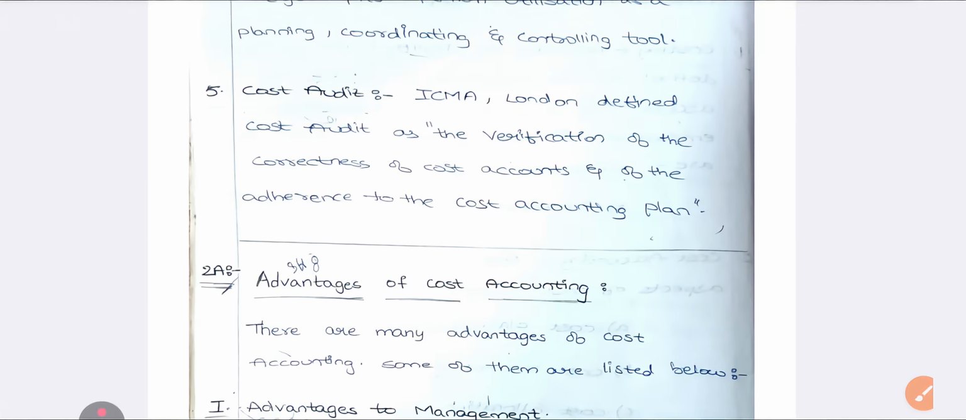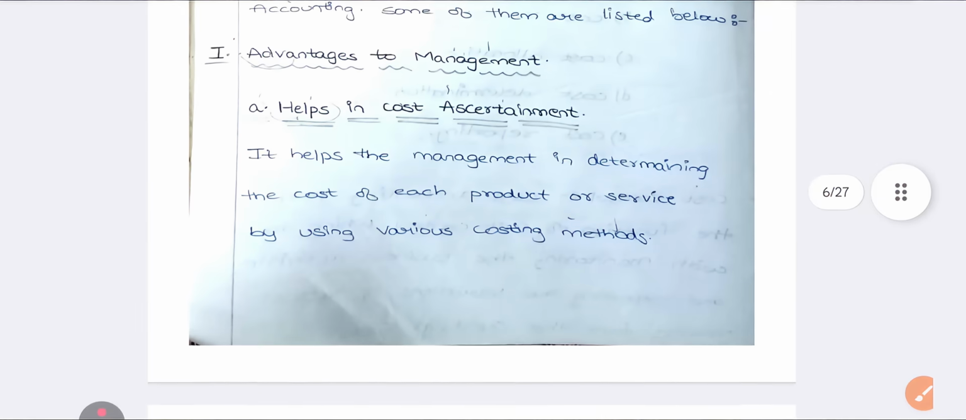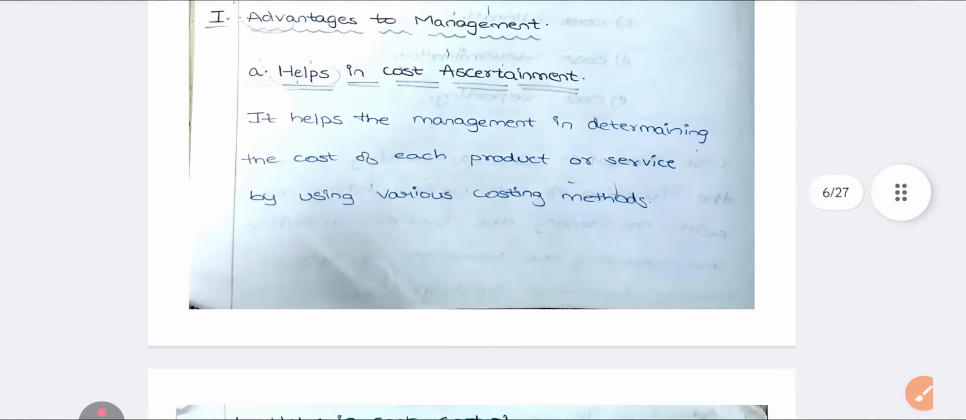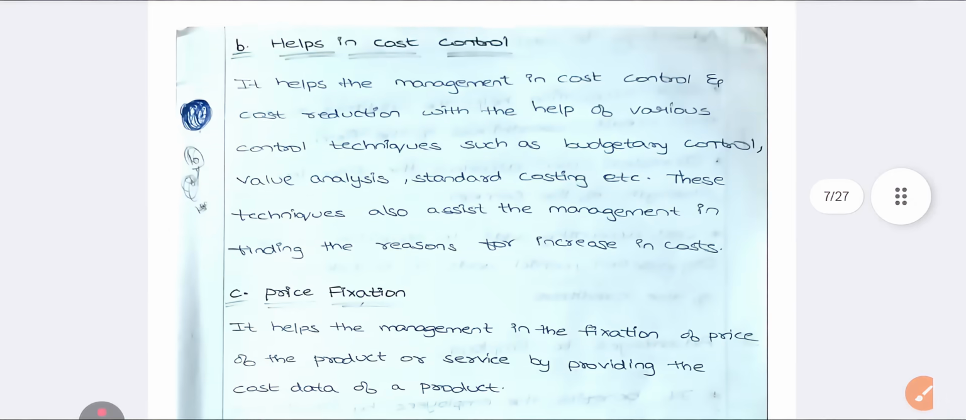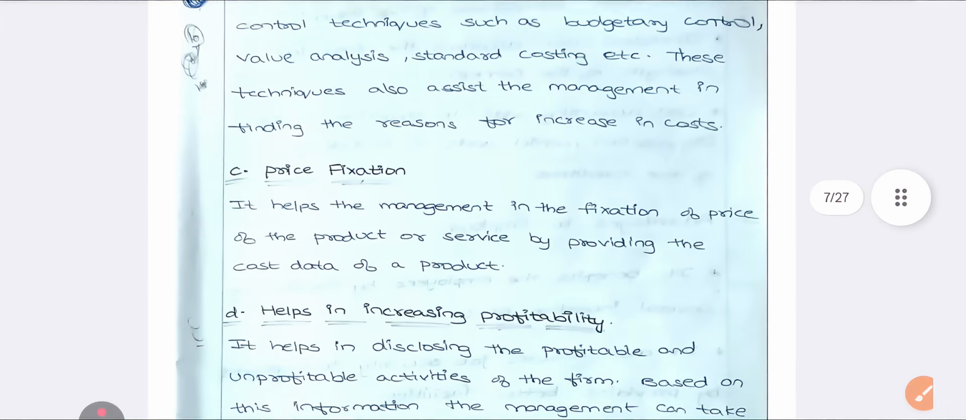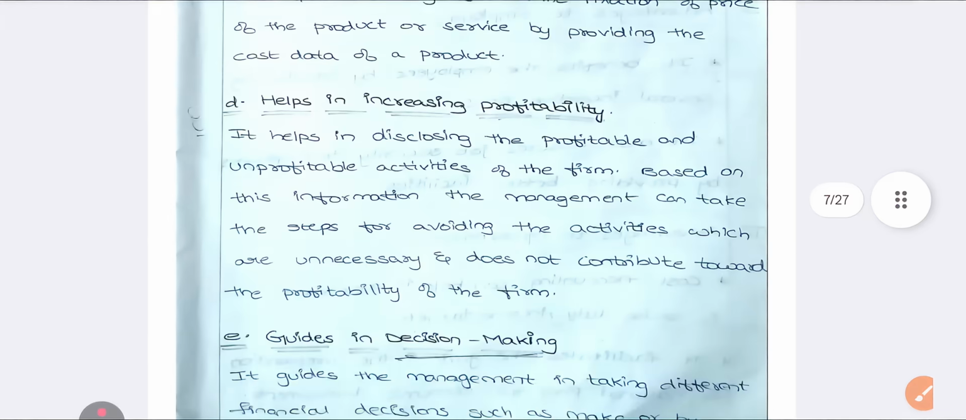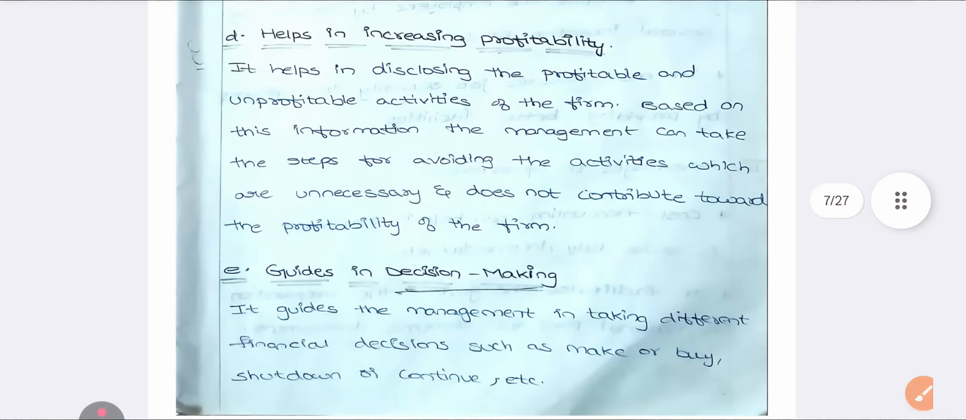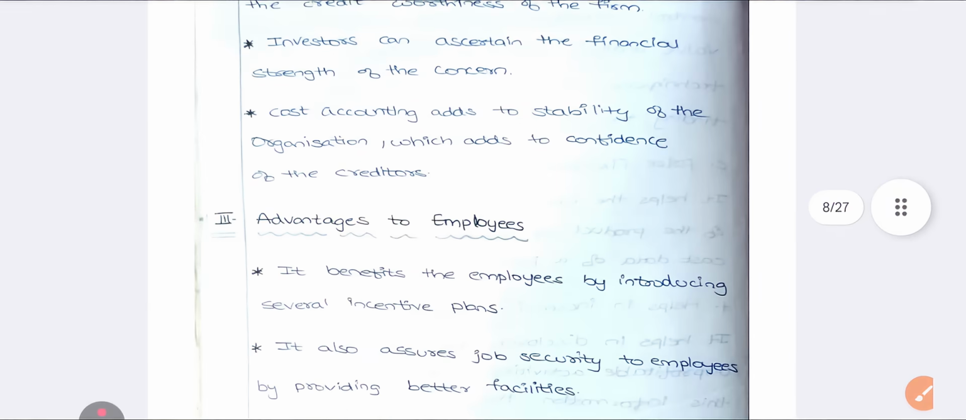So this is the 12 marks answer. And advantages, if they are asking: it helps in cost ascertainment. It means to fix the cost, this will be helpful. To control the cost, this will be helpful. For the price fixation, this will be helpful. To increase your profitability also, this will be helpful. It will be helpful to make decisions in the organization. Yes, these are all the various advantages you have in cost accounting.